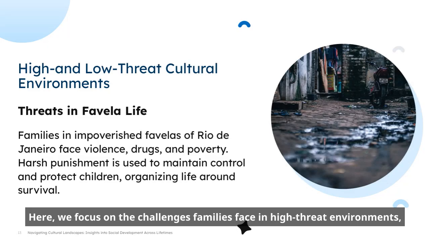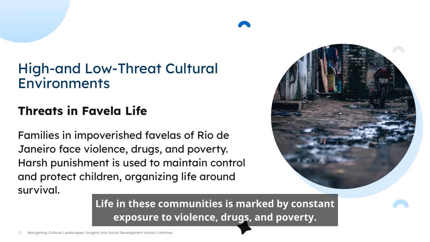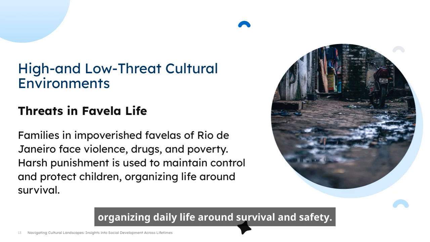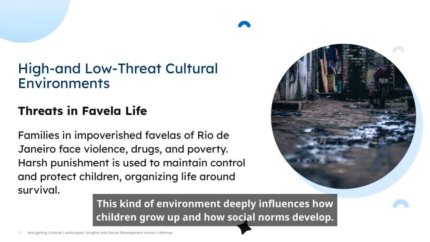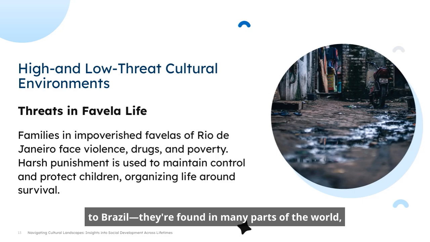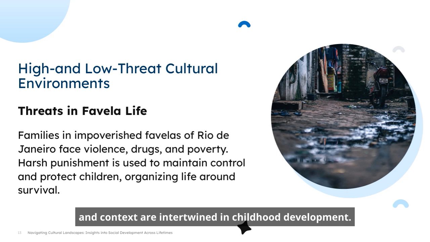Here, we focus on the challenges families face in high-threat environments, like the favelas of Rio de Janeiro. Life in these communities is marked by constant exposure to violence, drugs, and poverty. To protect their children, parents often resort to harsh punishment, organizing daily life around survival and safety. This kind of environment deeply influences how children grow up and how social norms develop. It's important to recognize that these pressures aren't unique to Brazil. They're found in many parts of the world, shaping cultural practices around parenting and community life. Understanding these high-threat settings helps us see how culture and context are intertwined in childhood development.